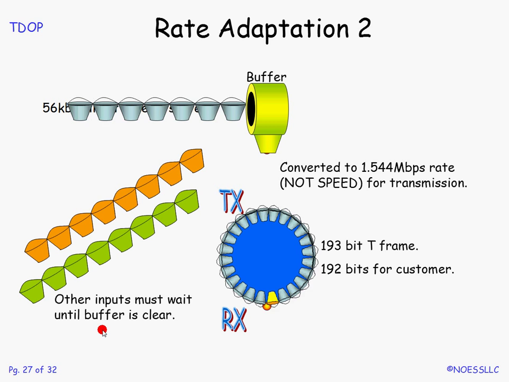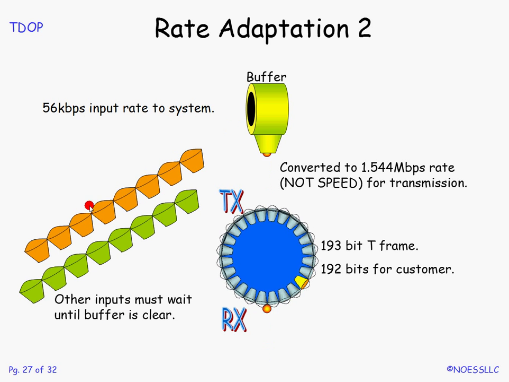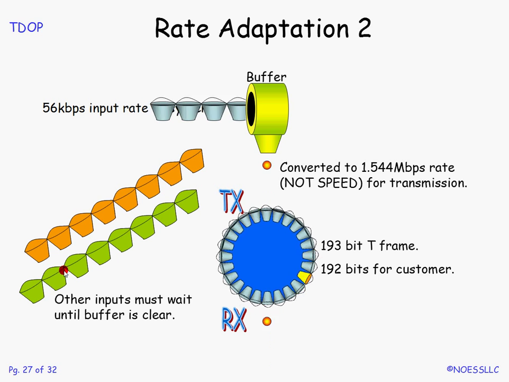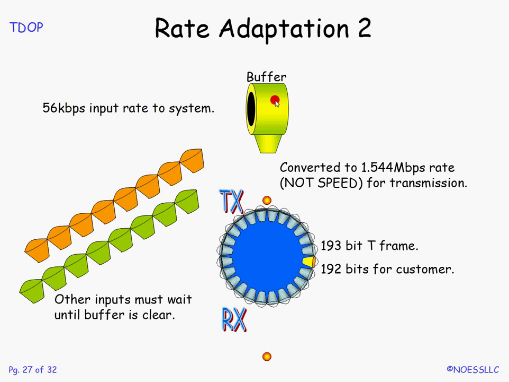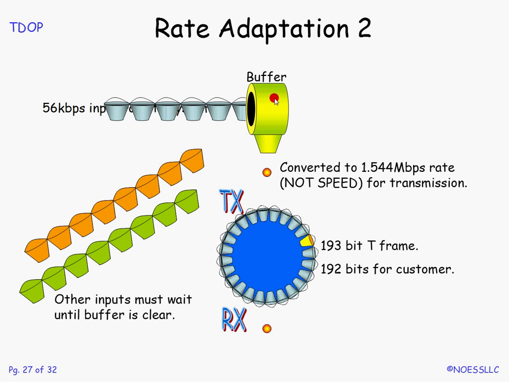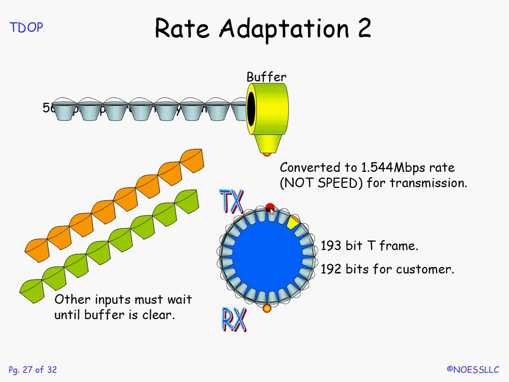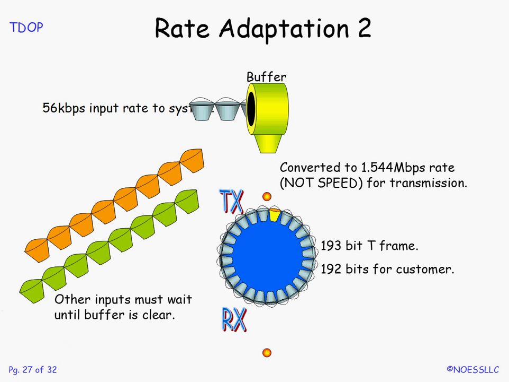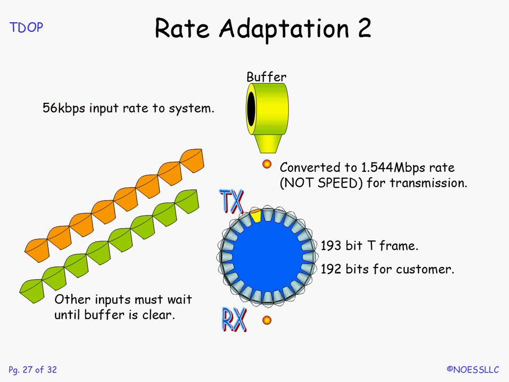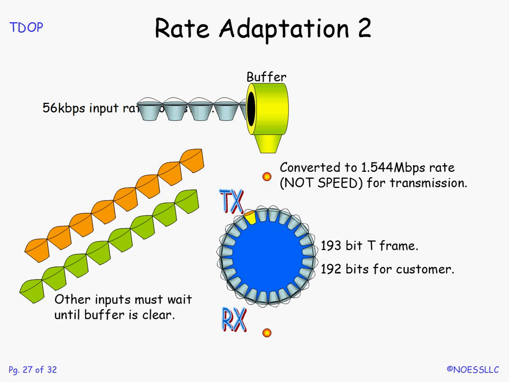Then the other inputs, because you can have multiple inputs here, of course. So they're going to have to wait until this buffer is cleared before they can go, really fast. Does that help any better than the first example? I don't know. I guess you'll tell me, send me an email.